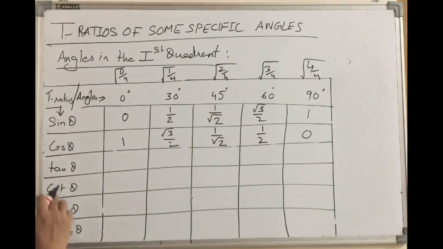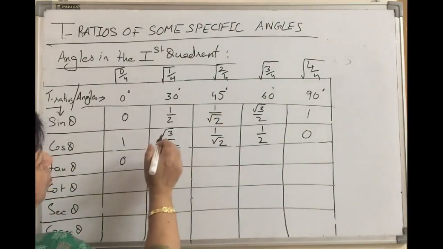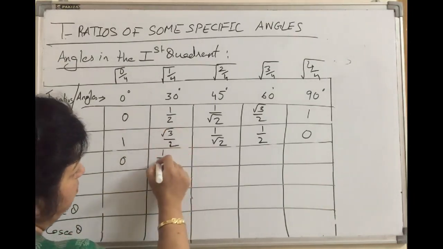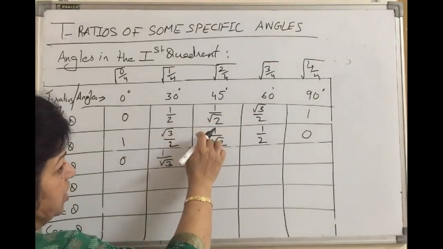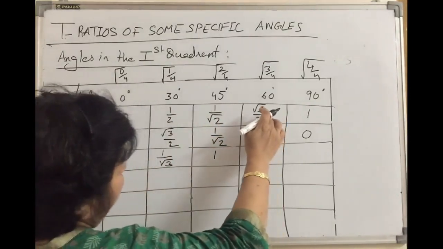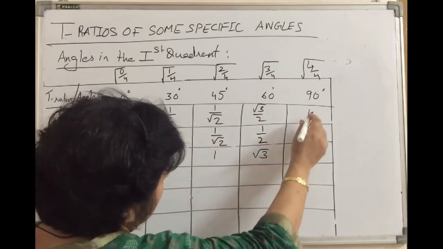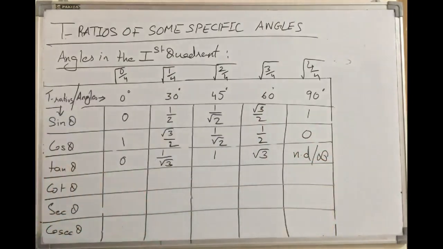Now the values of tan theta are given by sine theta upon cos theta. So 0 upon 1 is 0, 1 by 2 divided by root 3 by 2, so 1 by 2 into 2 by root 3, so it will be 1 by root 3. Tan 45 will be sine 45 upon cos 45, so it will come 1. Then root 3 by 2 divided by 1 by 2, so it will be root 3, and 1 divided by 0 is not defined or infinity.